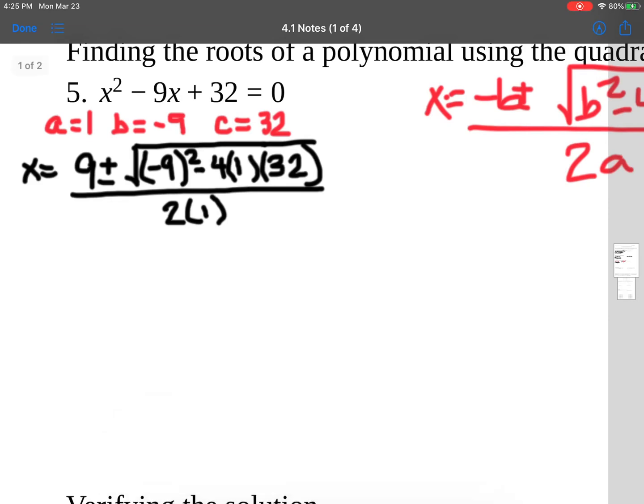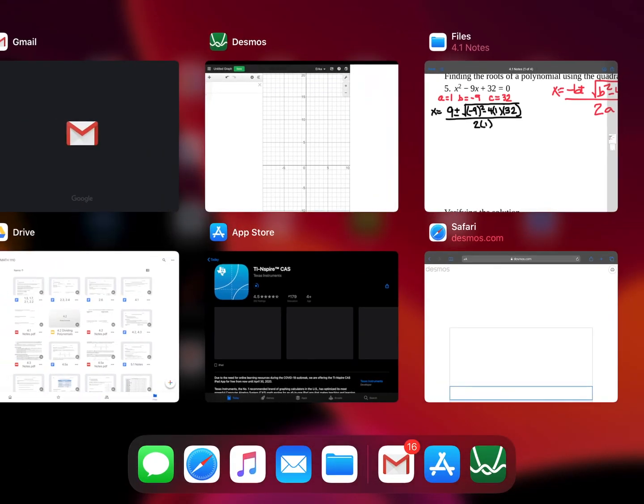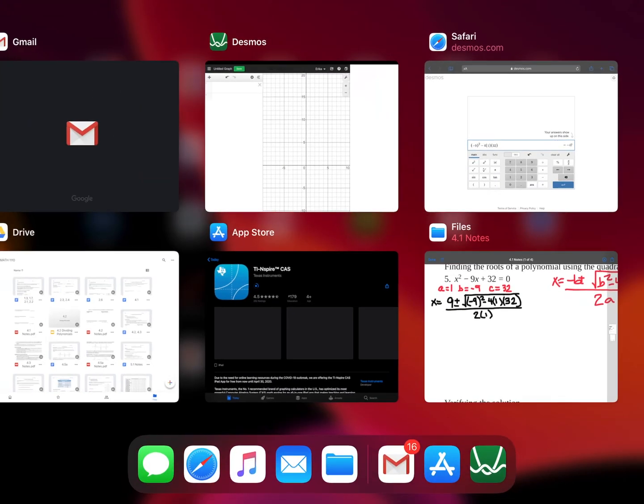Now, when we go ahead and put this in our calculator, we want to make sure that we're really only putting in the part that's underneath the square root first. So let me go ahead and bring up a calculator real quick. So we have in here negative 9 squared minus 4 times 1 times 32. And so that will give us a negative 47.